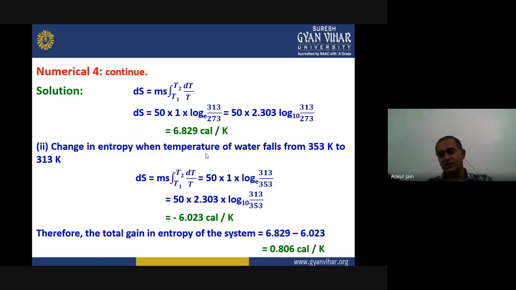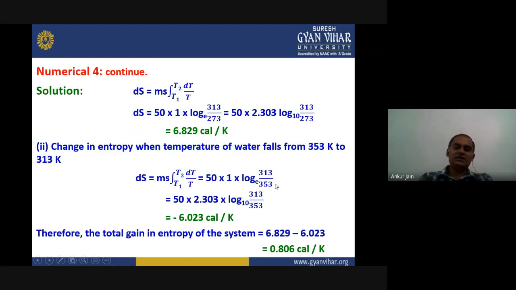Now what will happen to the other part? The water is already at 80 degrees, which will decrease to 313 Kelvin. That means the entropy will decrease in this case. So what will be happening? dS equals m s integral from T1 to T2 of dT upon T. Similarly, we will finally get 50 into 1 into log 313 divided by 353.